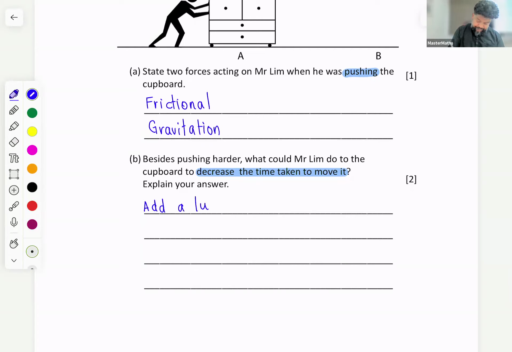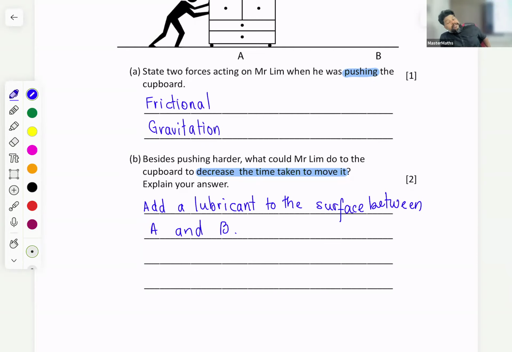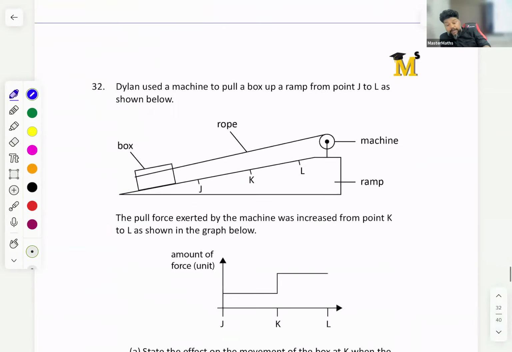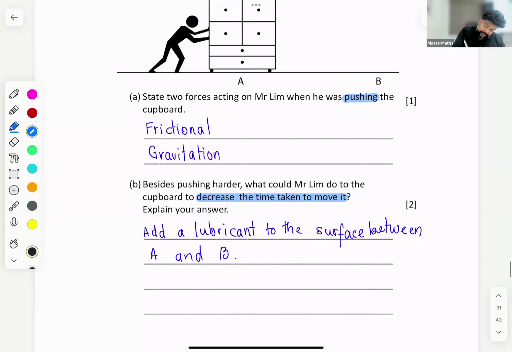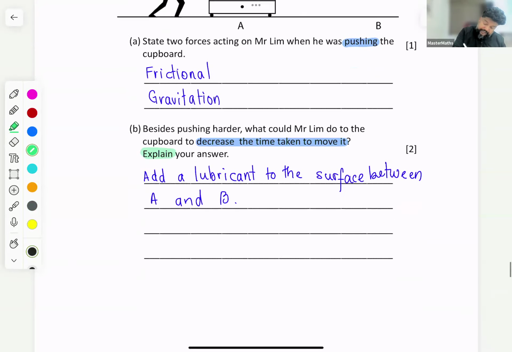Add lubricant to the surface between A and B. Okay, that's how we do it. Now, am I done? Can I move on to the next question like that? Cannot. Because what is missing? Explain your answer. So what does it do? The lubricant reduces friction between.